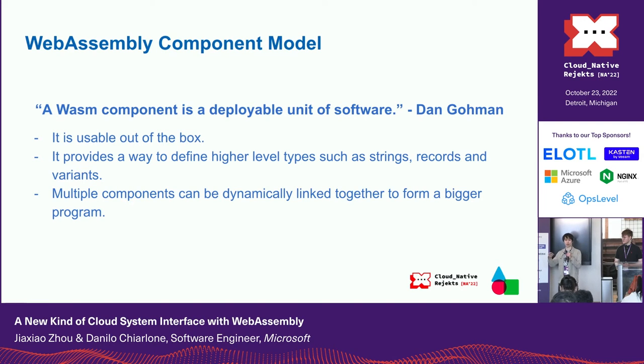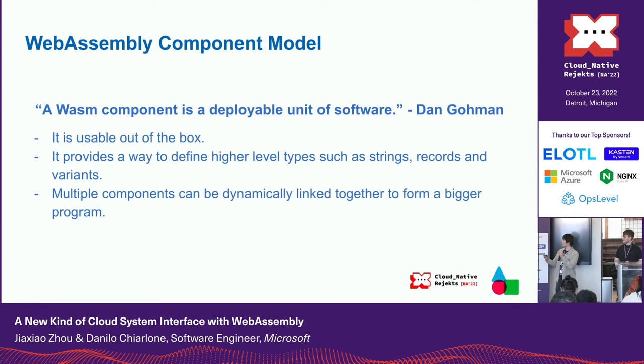However, if you want to do language interoperation, you still need those higher level types like strings, union types, records. Imagine if you have a string, but without that type, you have to use a pair of two integers. One represents the start of the string, another one represents the length of the string. Then it's hard to interpret what that function does. So we really want higher level types. Another benefit is to dynamically link the components at runtime so we can compose components together to form a bigger component.